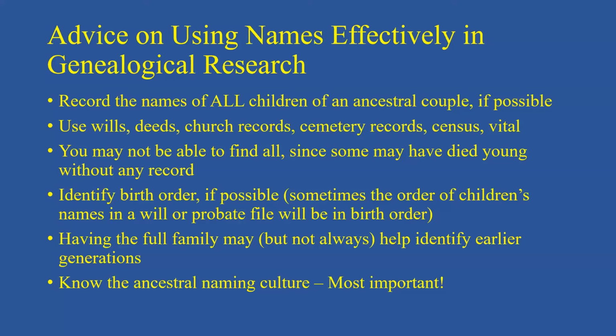Identify birth order, if possible. Sometimes the order of children's names in a will or a probate file will be their birth order. Or sometimes the boys will be listed in birth order, then the girls in birth order. Having the full family may, but not always, help identify earlier generations. And finally, know the ancestral naming culture. That's the most important thing to be aware of when we're studying this.